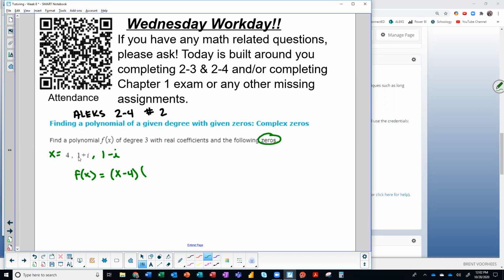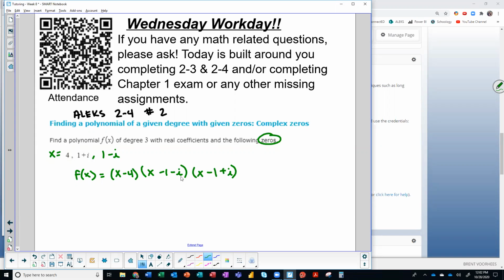With the next parenthesis, I know a lot of students overthink this when they see two terms, but you just do the same rule. It's just going to lie. So a positive 1 is going to become a negative 1. A positive i is going to become a negative i. So it'll be x minus 1 minus i. And then the third zero, again, make both those terms lie. So it's x minus 1 plus i.